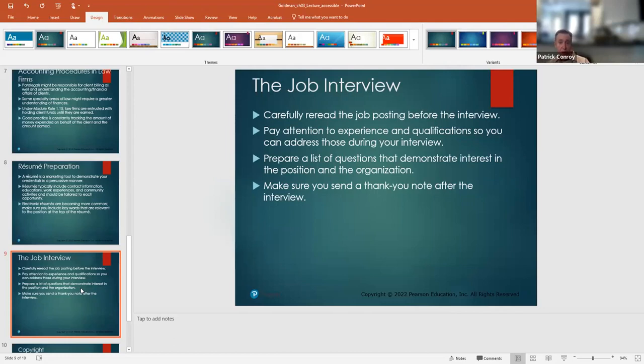Pay attention to experience and qualifications so you can address those during your interview. Prepare a list of questions that demonstrate interest in the position and the organization. So do a little bit of research about the company, look at their webpage, see what they say are their most important attributes, and try to bring that in and ask questions. Because then it shows you don't just want a job, you want a job with them. And that can make a big difference.